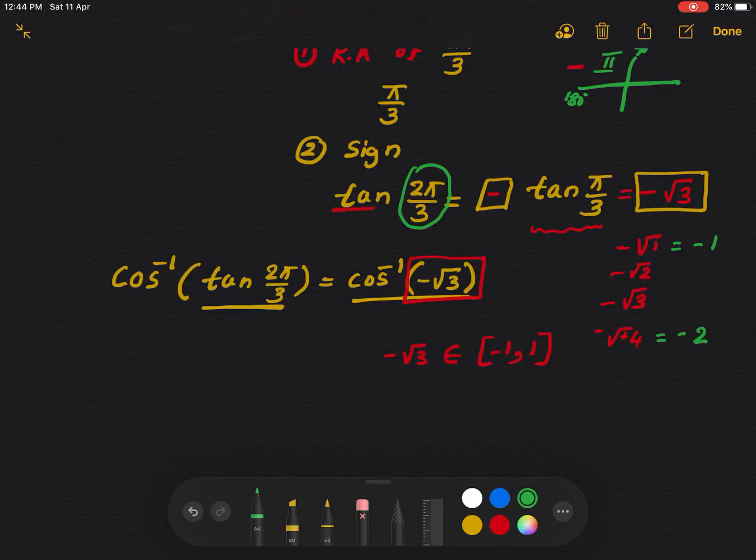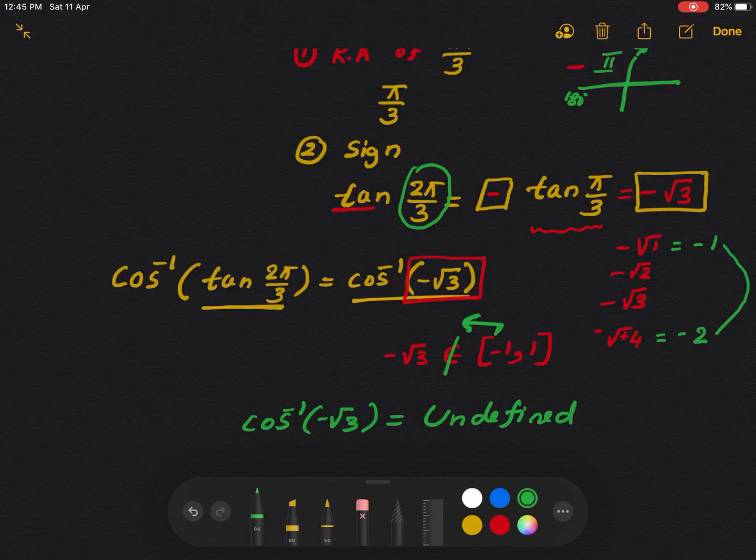So, what will be the value of minus root 3? Yes, it is in between minus 1 and minus 2. So, it is less than minus 1. It doesn't belong to the domain minus 1 to 1. So, minus root 3 doesn't belong to the domain. So, cosine inverse of minus root 3 is undefined.